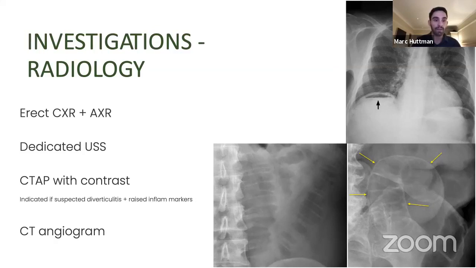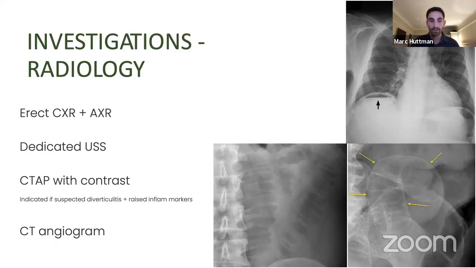CT angiogram: gram, image of, angio, the vessels, and CT, the method that you're looking at. So you're looking at the vessels with CT. That is useful if you have a diverticular bleed. Some patients will present with this. The most common cause of fresh, massive GI hemorrhage in someone over 60 will be a diverticular bleed, and I explained why that happened earlier on. CT angiogram will pick that up.